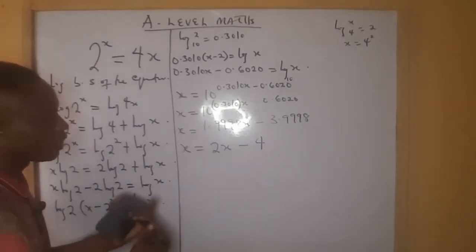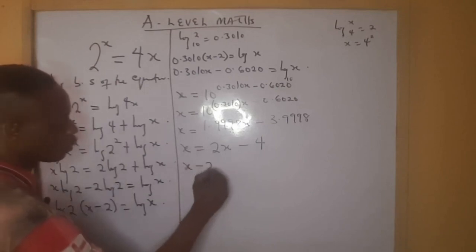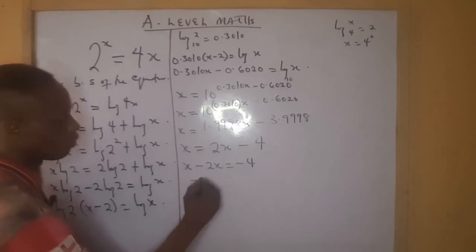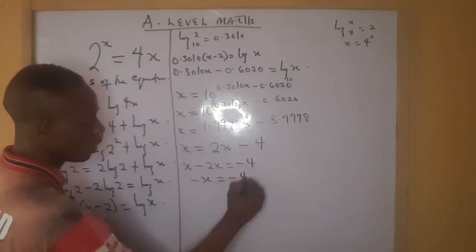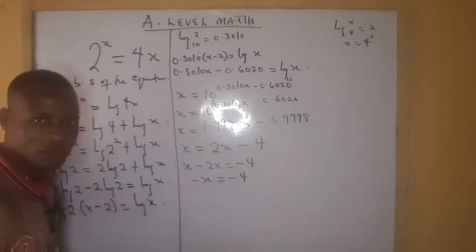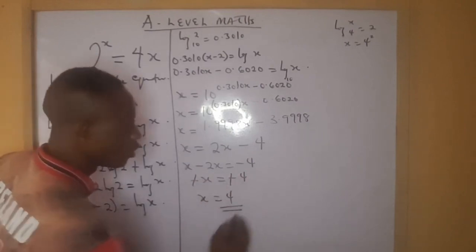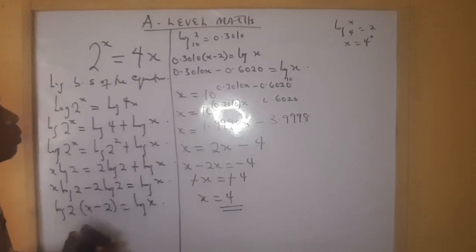So if I collect like terms again, I'm going to have x minus 2x is equals to minus 4. And x minus 2x will simply give minus x equals to what? Minus 4. Are we following? So if minus, you eliminate minus, therefore x equals to what? 4. So we have been able to provide our solution to this particular A-level mathematics question.